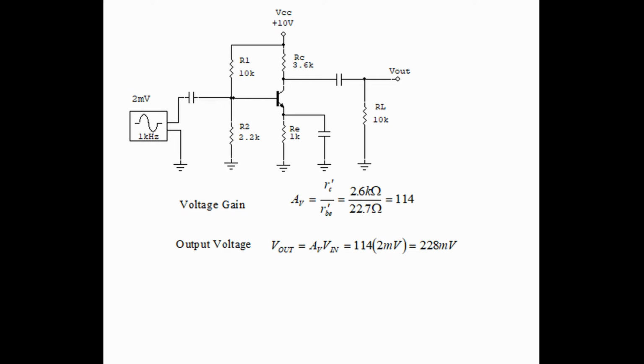We have a voltage input of 2 millivolts, and we're going to amplify this 114 times. So we say that V out, or the output voltage, is equal to the gain times V in, which is 114 times 2 millivolts. And so it equals 228 millivolts. When we do labs, we will see that we will have a high gain, but also that the output will be inverted from the input.